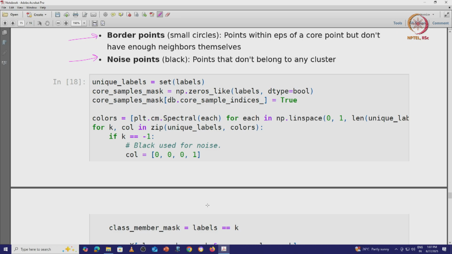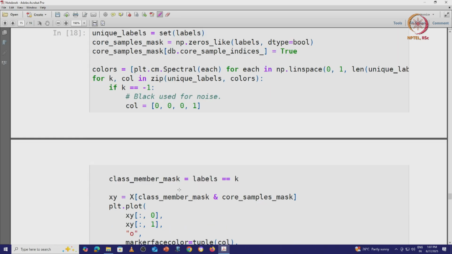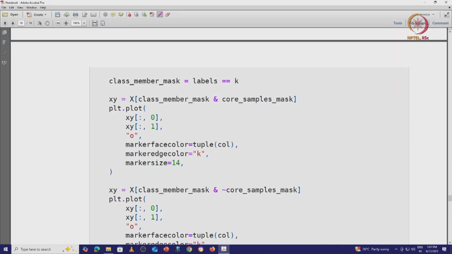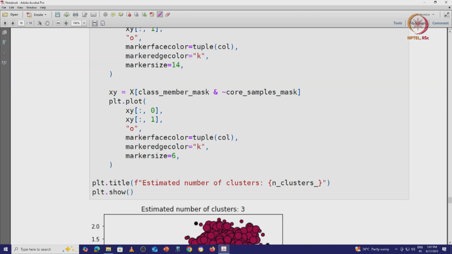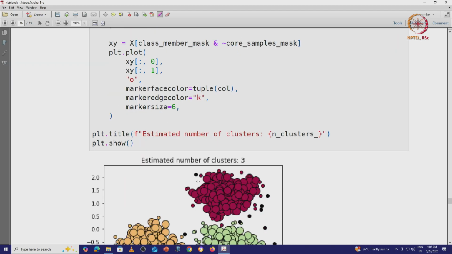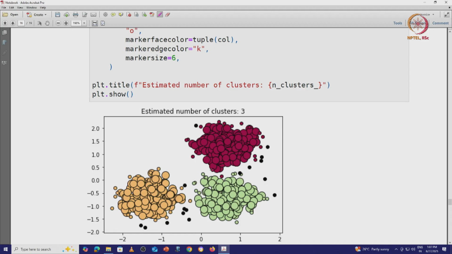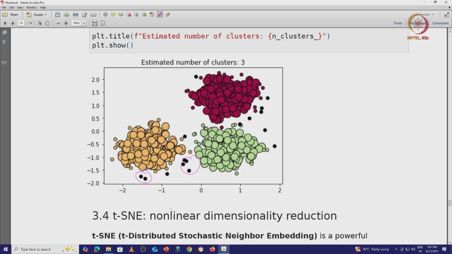We are using different types of colors for the noise points, right, as well as the other points. So I encourage you to go slowly through this code and figure out what's happening, and we will make available the notebook as well, right. So these are the three clusters. You can see that these are the noise points, right, in black. Then the larger circles are the core points, and then the smaller circles are the non-core points. Okay. So this finishes our discussion of density based clustering.